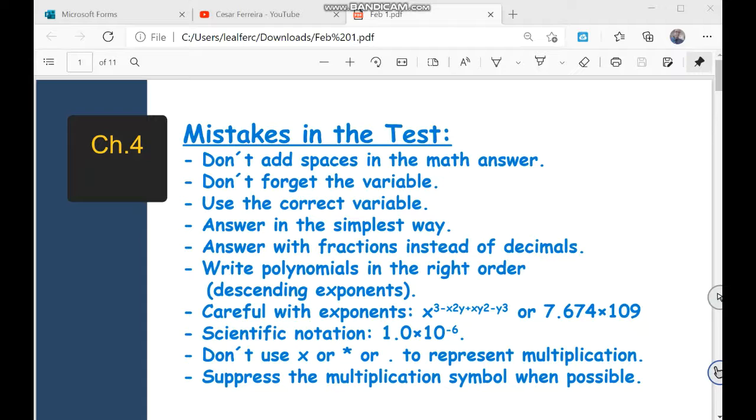Questions? Any questions? Any comments? Any feedback at all? Did I forget about any mistake? If you remember about anything, you can tell me. I think I covered most of the mistakes that you now have to avoid. And if you're working on the test, you still can work and you still can have a very good grade, as long as you avoid these mistakes here.